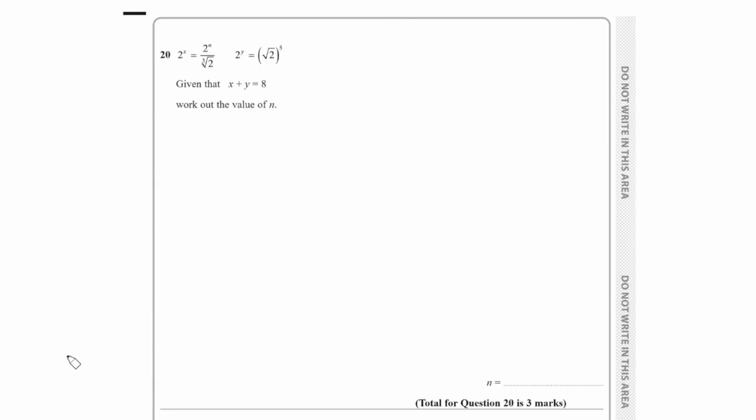Question 20. 2 to the power of x is the same as 2 to the power of n over the cube root of 2, and 2 to the power of y is the same thing as root 2 to the power of 5. They've told us that x plus y is 8, we need to work out the value of n. So you might not know where to start here, but what I'd probably do is look at them both individually, and I would try to get the right-hand side of each equation more simplified. So you see how we've got 2 coming twice here. I would try and simplify that down to just once.